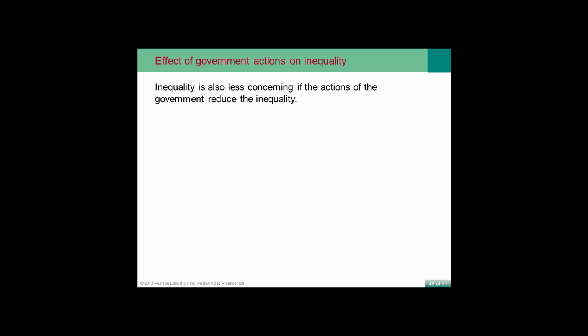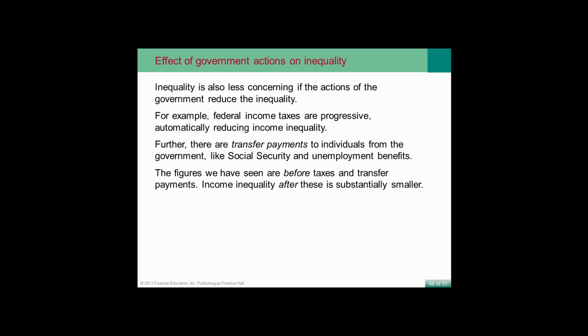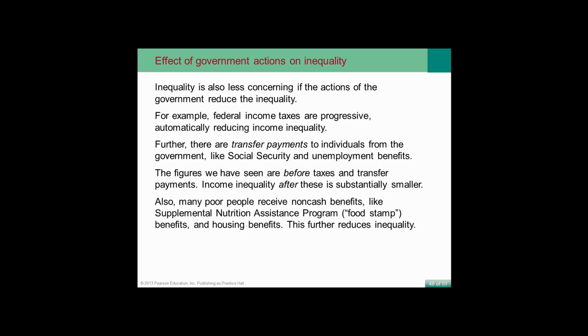Inequality is also less concerning if the actions of the government reduce the inequality. For example, federal income taxes are progressive, automatically reducing income inequality. Furthermore, transfer payments to individuals like Social Security and unemployment benefits. The figures we have seen are before tax and transfer payments, so the inequality after tax is substantially smaller. Also, many poor people receive non-cash benefits like SNAP or food stamps, and housing benefits. This further reduces income inequality. There is a substantial debate over how much action the government ought to take in this regard.